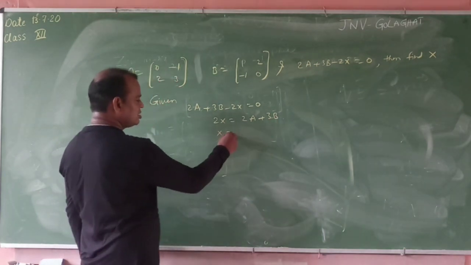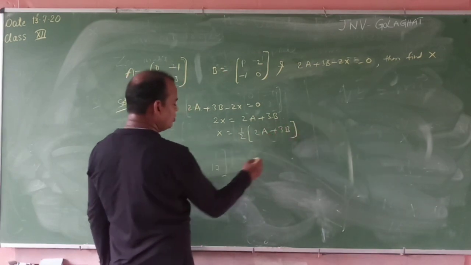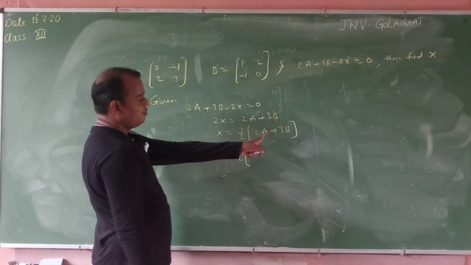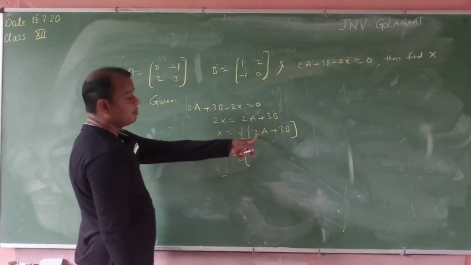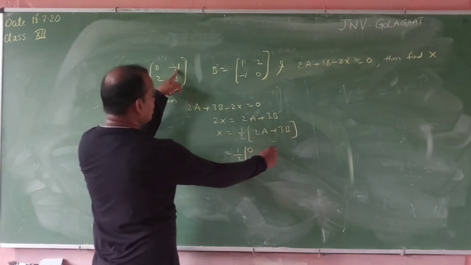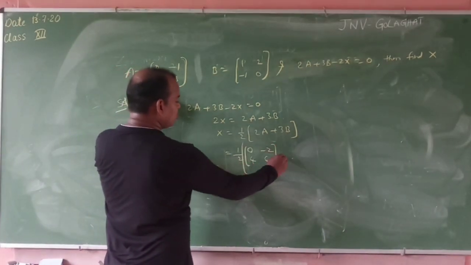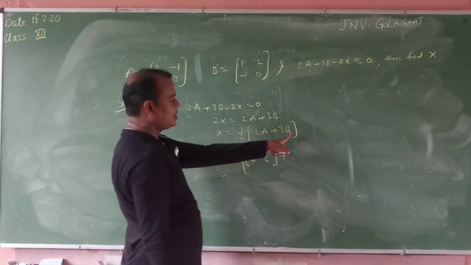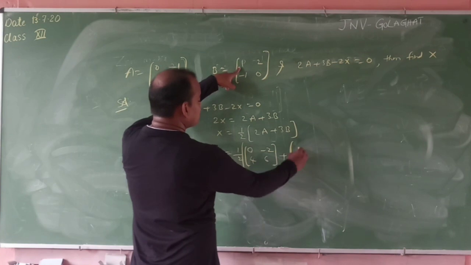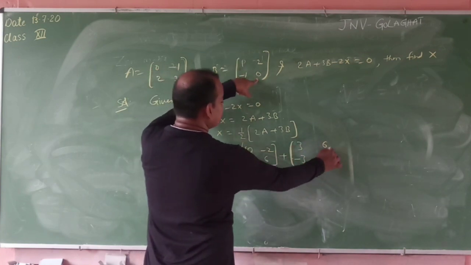Now what can you find? X we can find. X is equal to 1 by 2 into 2A plus 3B. Now 2A: every element of the matrix A is multiplied with 2. 2 into 0 is 0, 2 into minus 1 is minus 2, 2 2s are 4, 2 3s are 6, plus every element of the matrix B is multiplied with 3. 3 1s are 3, 3 2s are 6, minus 3, 0.